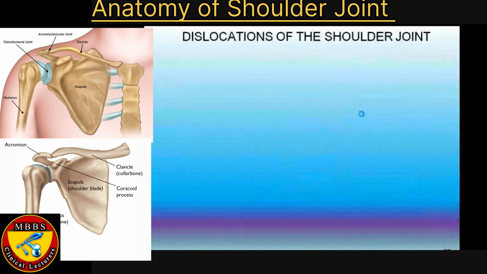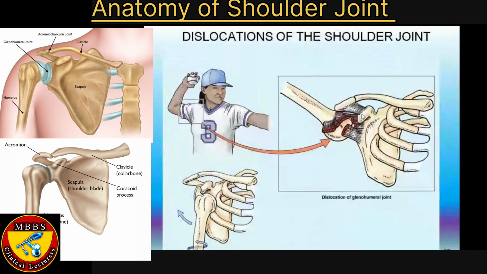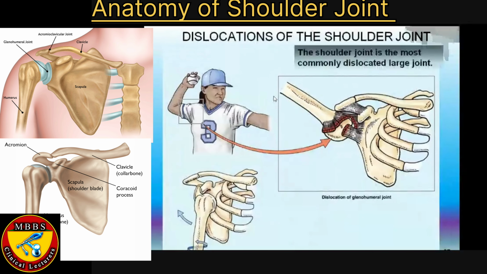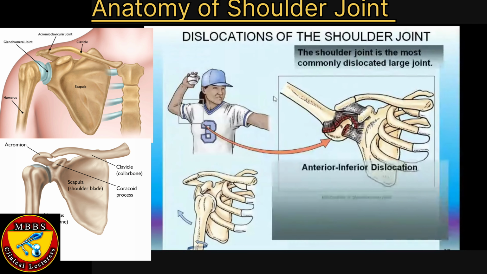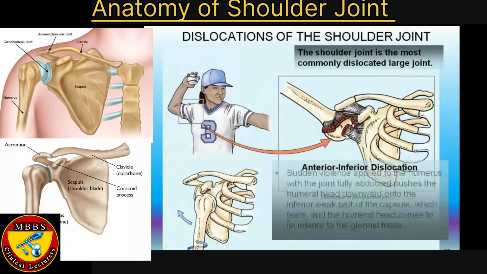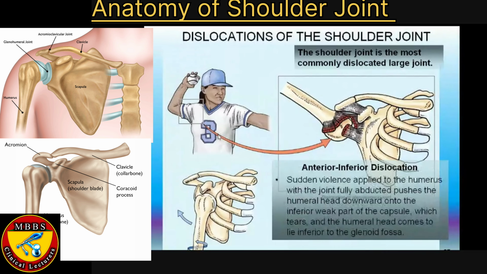Talking about the dislocations of the shoulder joint, this is the most common type of joint which can be dislocated easily, and this is a large type of joint, and definitely since the weakest point is the inferior part, the most common dislocation is the anterior inferior dislocation, which occurs due to sudden violence applied to the humerus, where the joint fully abducted pushes the humeral head downwards onto the inferior weak part of the capsule, which tears, and the humeral head comes to lie inferior to the glenoid fossa.